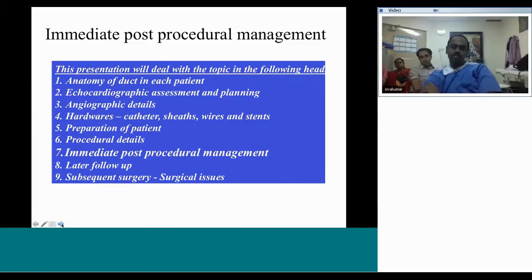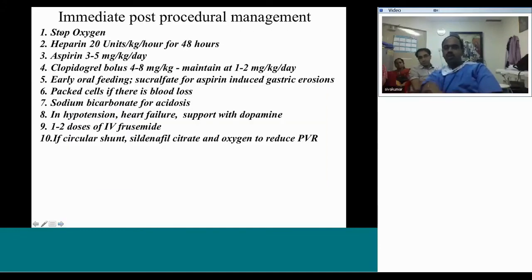The post-procedural management should be: you have to stop the oxygen because saturations will quickly shoot up to 95-96%. Heparin should be continued at 20 units per kilogram per hour for 48 hours. Aspirin should be given. Clopidogrel should be given. Early oral feeding should be started because if you have long periods of fasting, these patients may have GI ulcerations. And packed cells if there is blood loss, sodium bicarbonate for acidosis. If there is hypotension or heart failure, then support with dopamine.